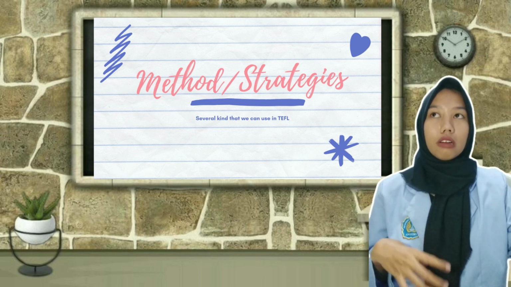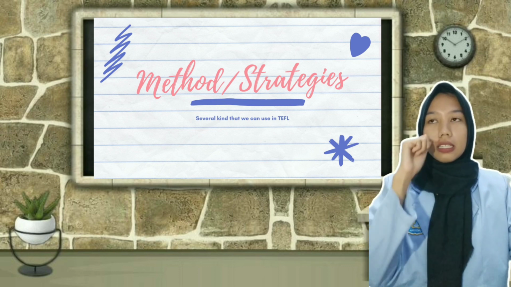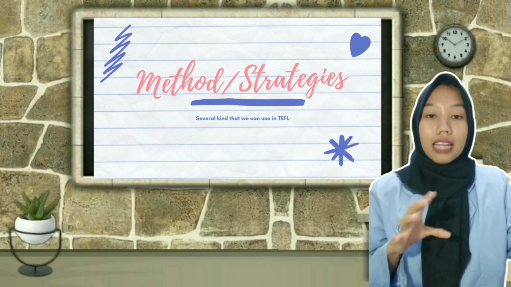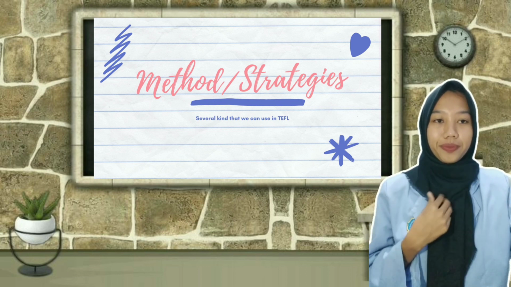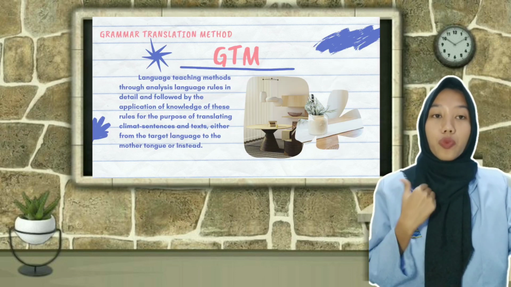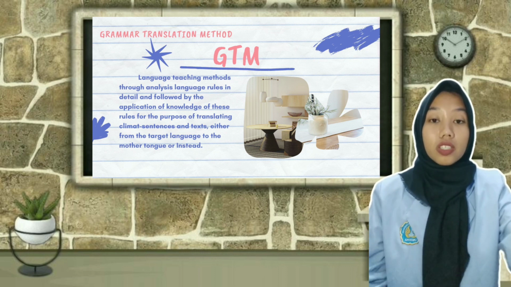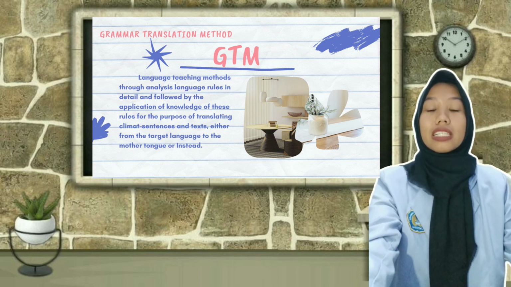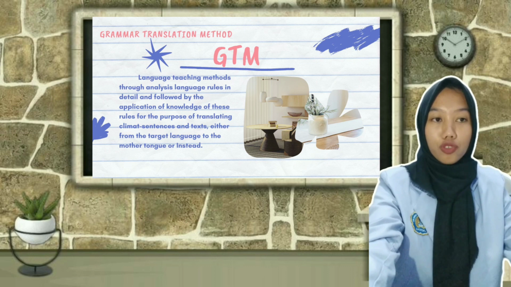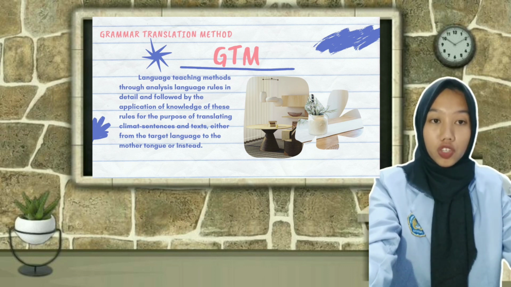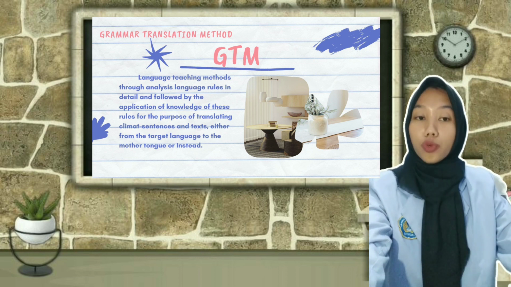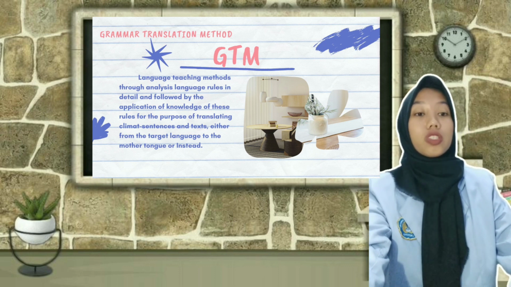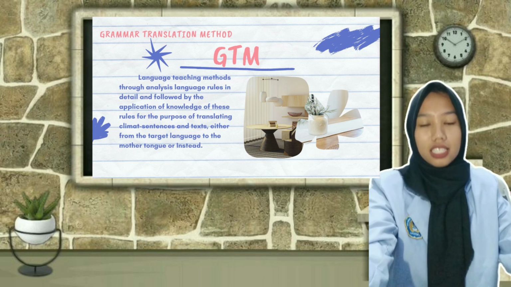Next, here I would like to tell all of you about several kinds of methods or strategies that teachers can use in the class while they're teaching. Well, the first one, we're having the grammar translation method. Grammar translation method, or GTM, is a language teaching method through analyzing language rules in detail, followed by the application of knowledge of these rules for the purpose of translating sentences and texts, either from the target language to the mother tongue or the other way around.